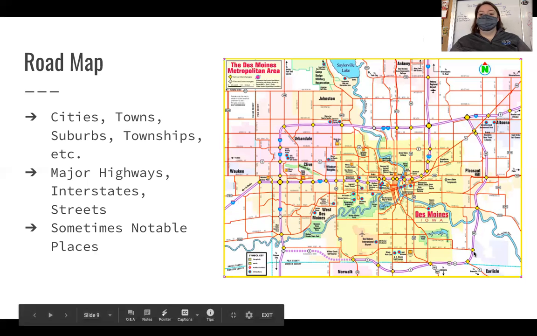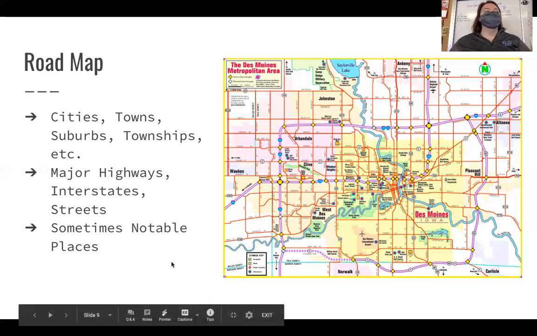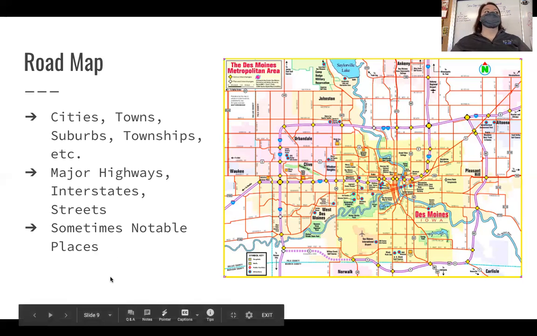And all these other major highways and roads. And sometimes it'll do notable places. This one in particular doesn't have any notable places. And when I say notable places, I mean like sometimes it'll point out the capital, especially in this instance with Des Moines.